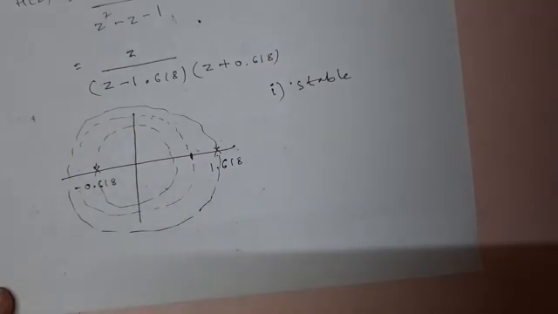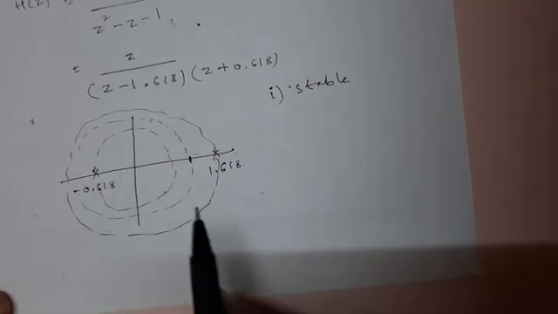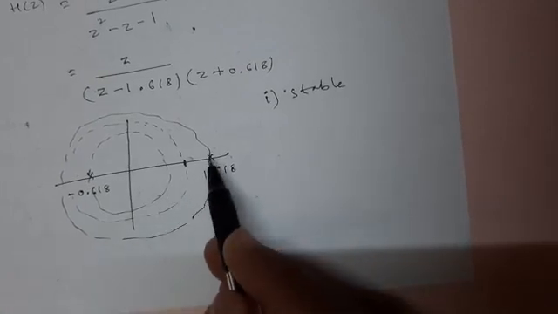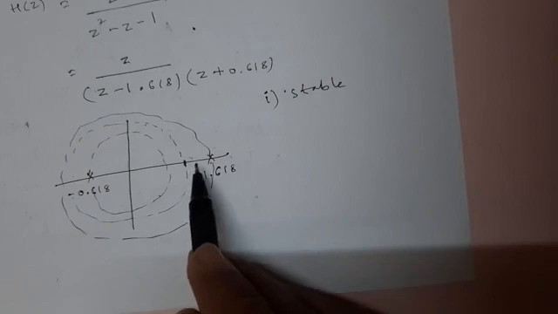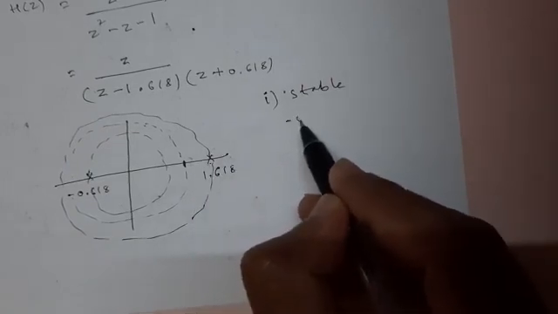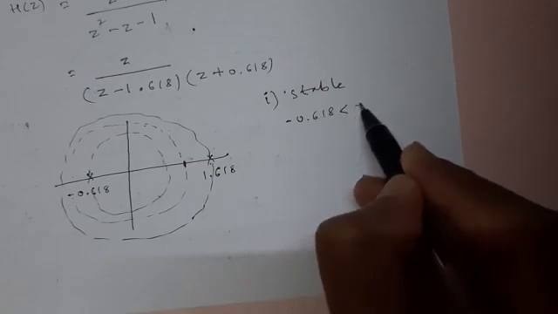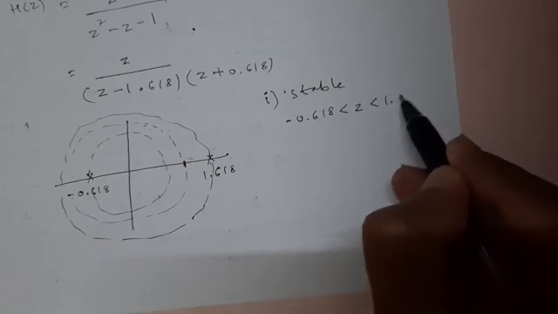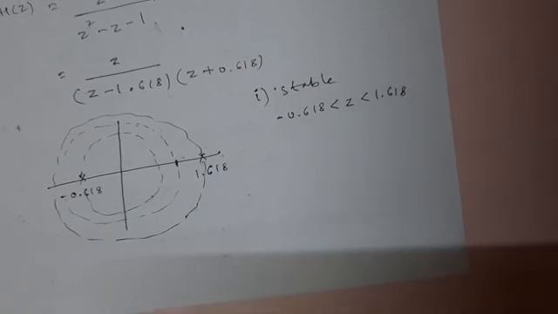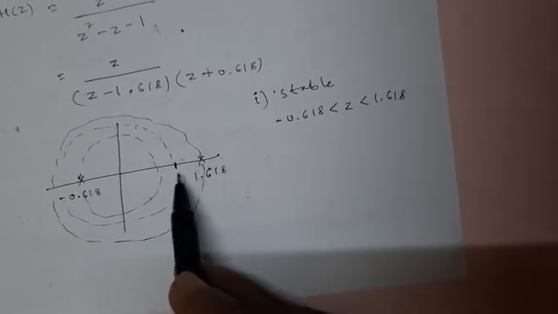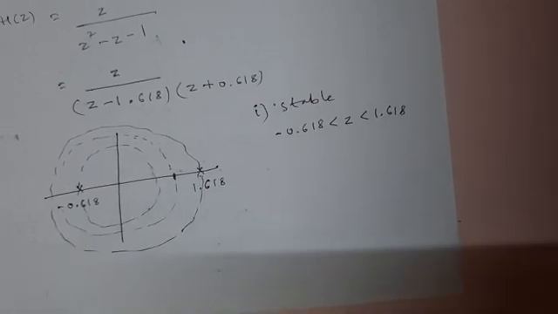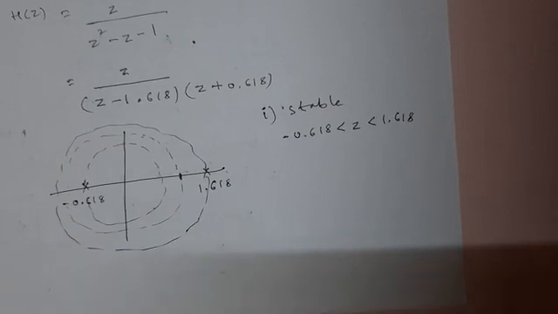The system is said to be stable when the ROC consists of the unit circle, so your ROC should be lying between 0.618 and 1.618. This is your ROC, meaning z less than 1.618 and greater than 0.618. That is how it should happen.